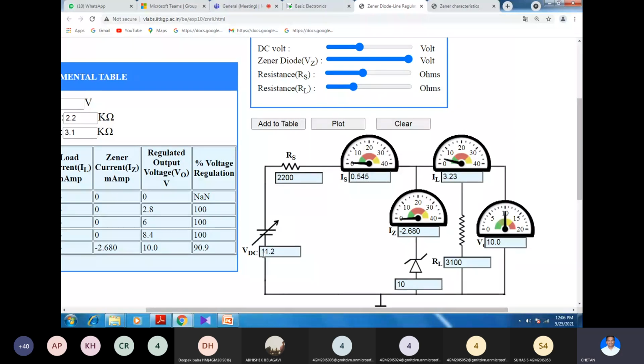So here you can see VDC is greater than the Vz. Therefore, a small amount of Iz is flowing. It is shown with a minus sign because it is in the reverse direction. Therefore, to indicate that reverse direction, the minus sign is there. Then a few more values I will take.